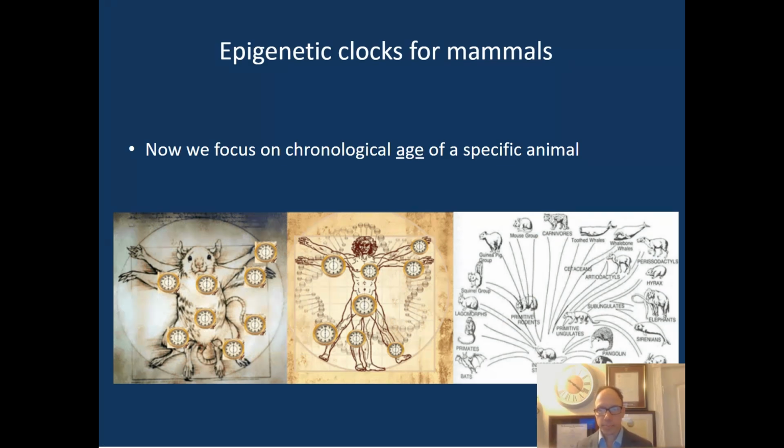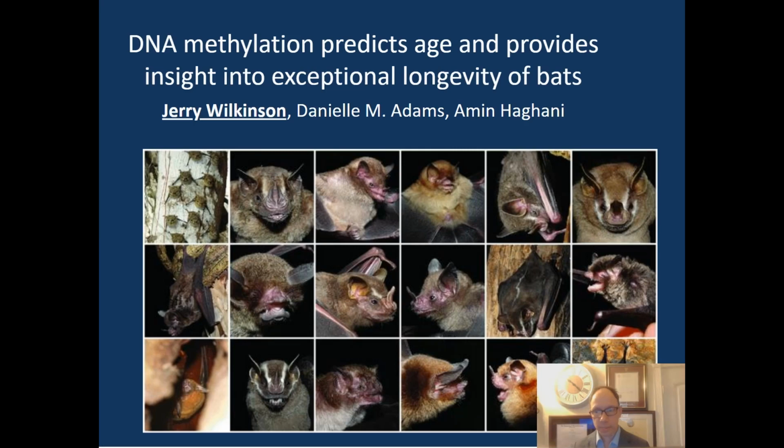I will now describe epigenetic clocks for mammals. Epigenetic clocks are meant to measure the chronological ages of different tissues and body parts, not just in humans, but of course also in different mammalian species. I'll start out with bats. We just published a paper whose title says it all. So we show that one can predict age in bats, but also methylation provides insights into the exceptional longevity of bats, because some bat species can live for more than 40 years.